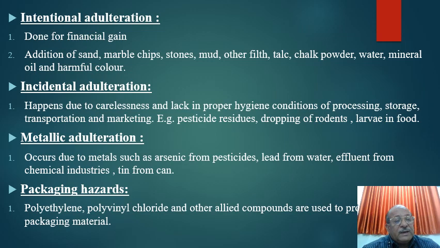Then we go to metallic adulteration, which occurs due to metals such as arsenic from pesticides, lead from water, effluent from chemical industries, and of course tin from cans. Then packaging hazards are also there. Polyethylene, polyvinyl chloride, and other allied compounds are used to produce packing material. They can also affect.